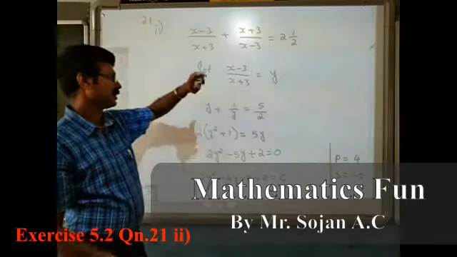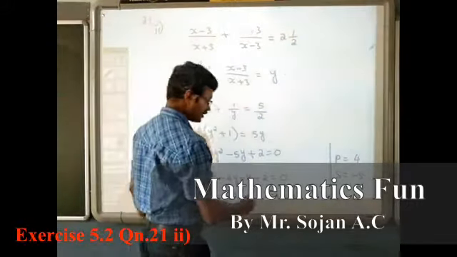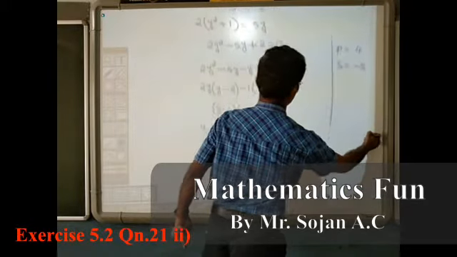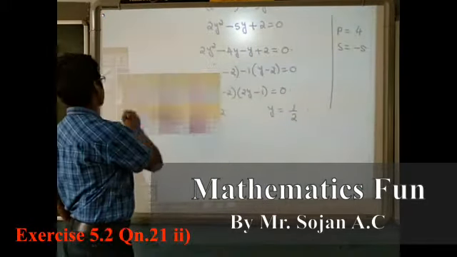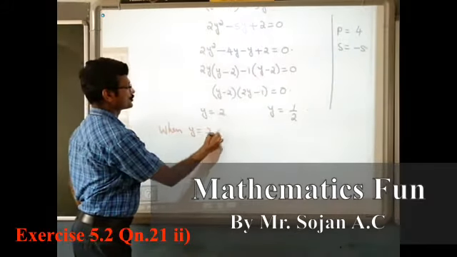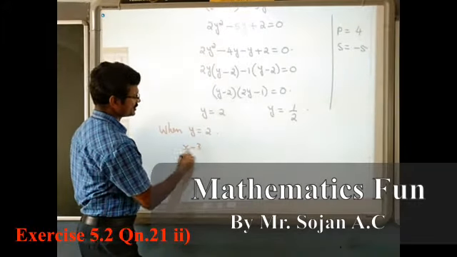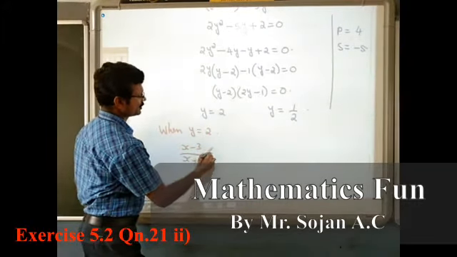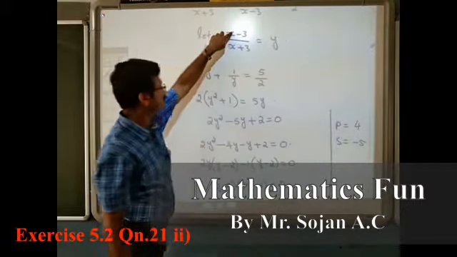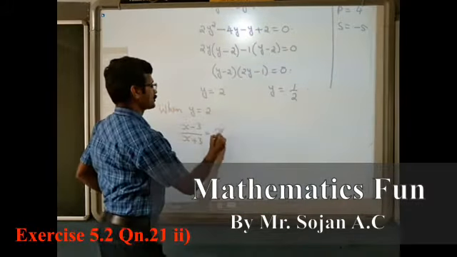Now in order to get x, we will put the value of y in this. Okay? So we will substitute the value of y. We write like this, when y is equal to 2. Actually, what is our y? Our y is x minus 3 by x plus 3, that is equal to 2.